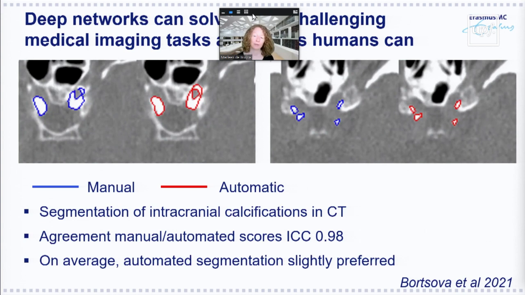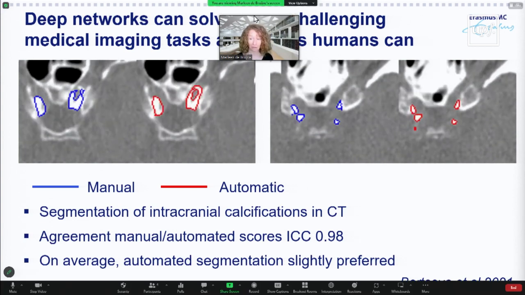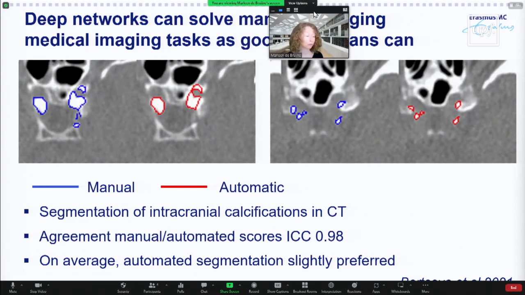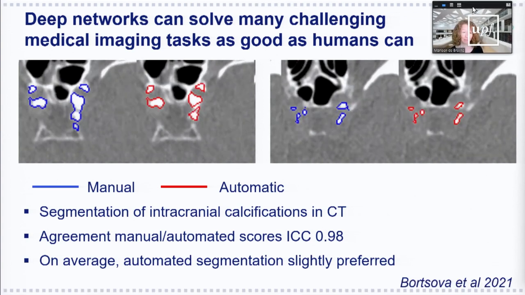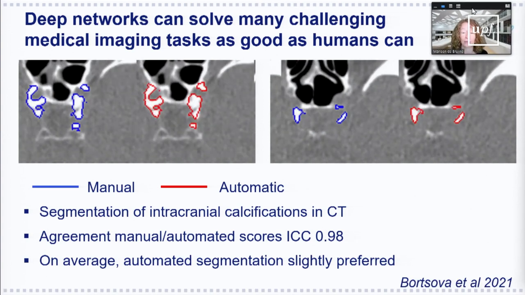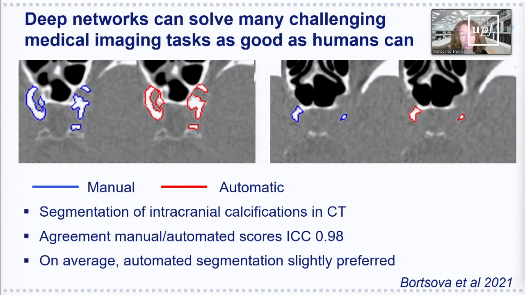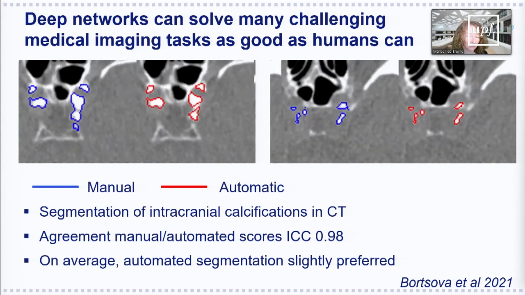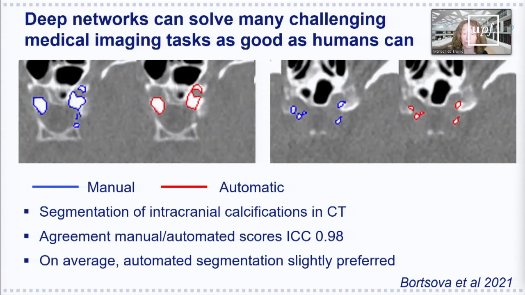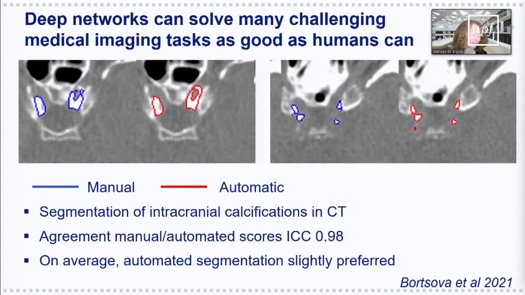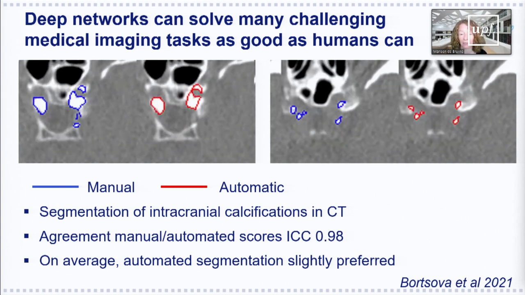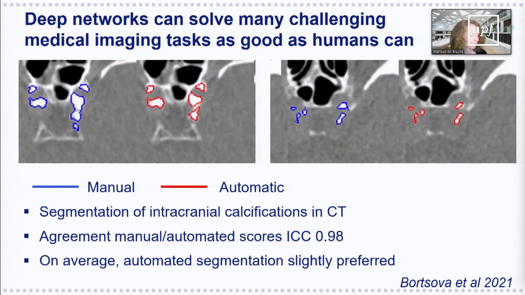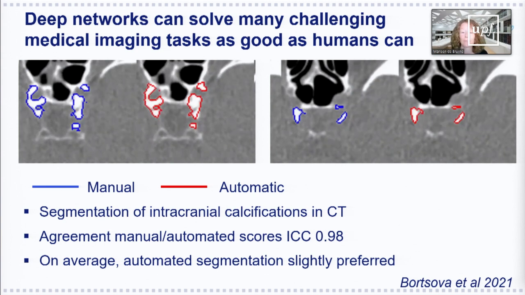So using deep learning, we can now solve many challenging medical image analysis tasks as good as human observers can. And here on this slide is one example from work in my group. What you see here are intracranial calcifications. They are calcifications inside the main arteries in the brain, and it's a CT image. And it's important to quantify these calcifications because they are a strong risk factor for stroke.